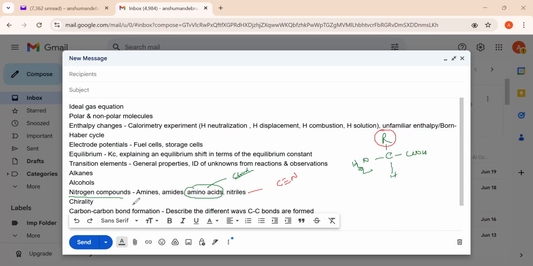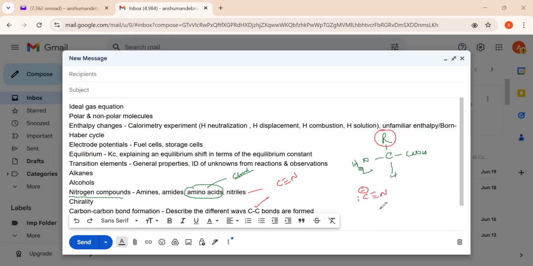When you're stepping up the carbon chain by carbon-carbon bond formation, that also I've told you in this prediction, mainly for the OCR. We can describe different ways of adding carbon, such as doing a nucleophilic substitution reaction with a cyanide ion.